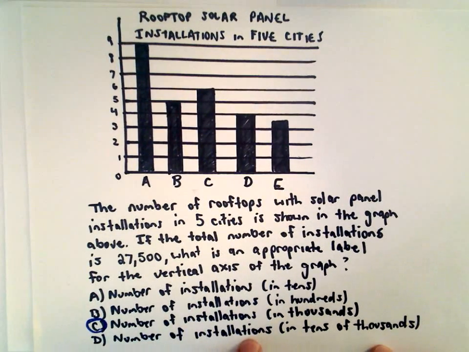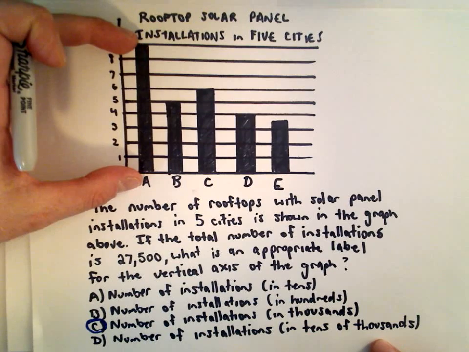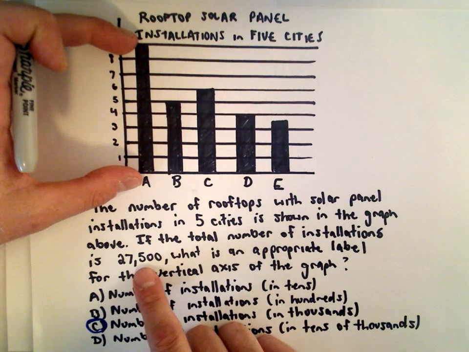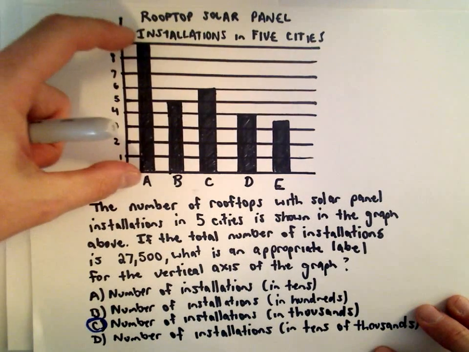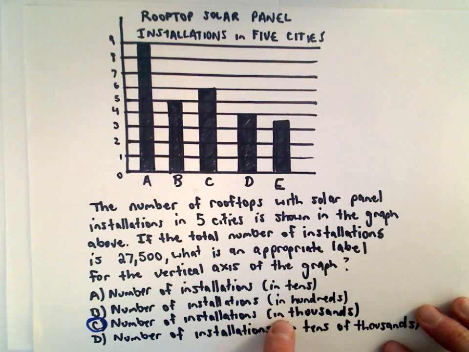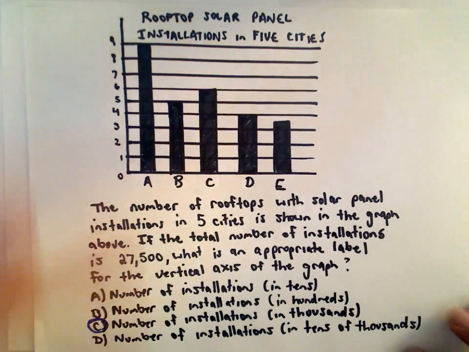Likewise, answer choice D doesn't make sense. If it's in tens of thousands, that would mean that in city A alone there were 90,000 solar panels installed, which is clearly higher than the total number. So again, this is just interpreting and making sense out of what units should go on this vertical axis. But it definitely looks like it should be the number of installations in thousands.